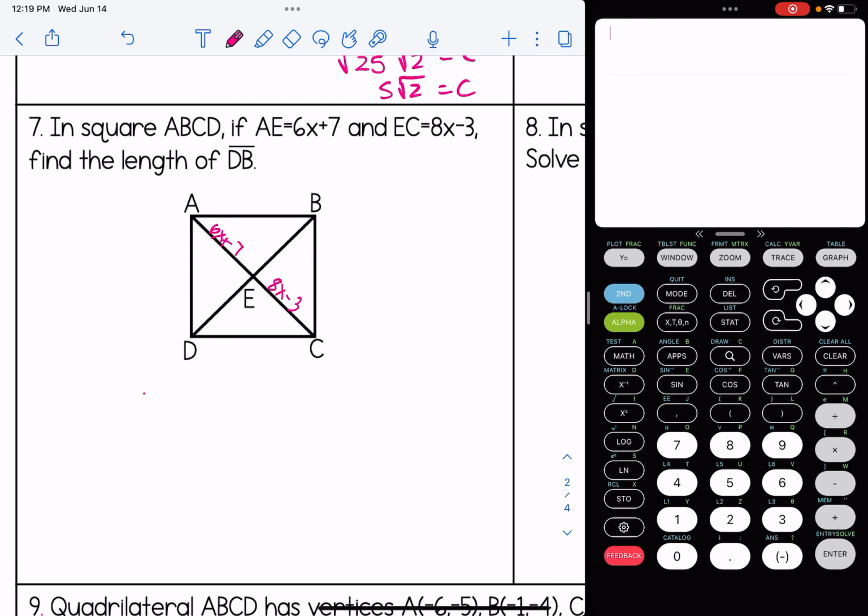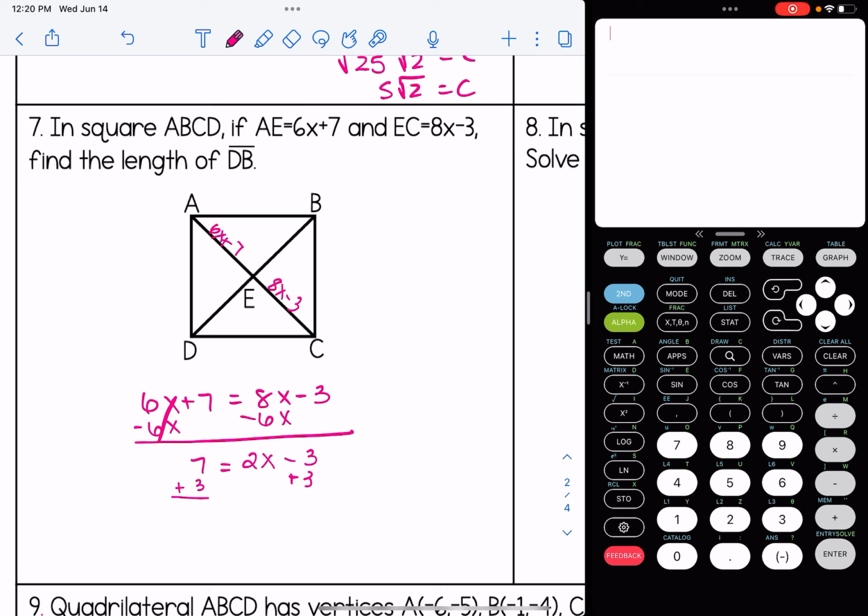So that tells me that AE and EC have to be equal to one another. So I'm going to set 6x plus 7 equal to 8x minus 3, and I'm going to solve for x. I'm starting by getting the variables on the same side of the equation and getting the constants on the other side. When I divide by 2, I get that x is equal to 5.